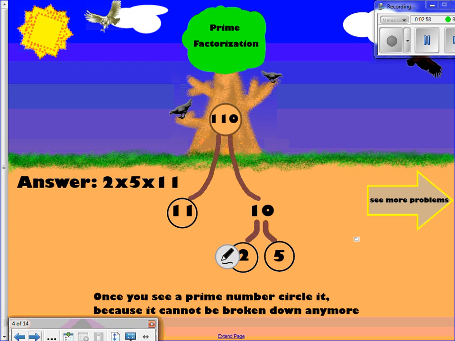Let's take a look at another example here. 110. 11 times 10 equals 110. 11 is prime, so I'm going to circle that so it's over. To break 10 apart, 2 times 5 is 10. Circle these because they're both prime. Here is my prime factorization.